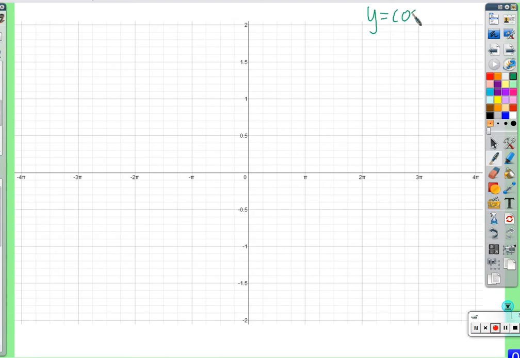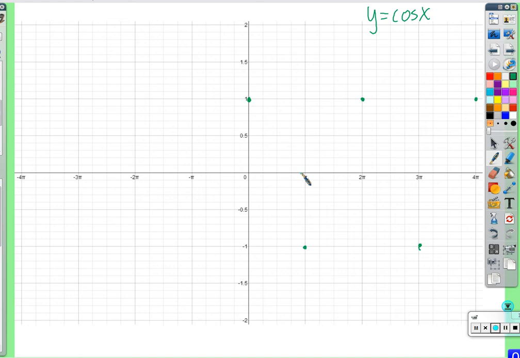Now y equals the cosine of x. Let's start with zero radians. What is the cosine of zero radians? One. Let's go to pi. What's the cosine of pi radians? Minus one. What about 2 pi? One. 3 pi? Minus one. 4 pi? One. Okay. So it's probably going to go through zero somewhere in here, don't you think?